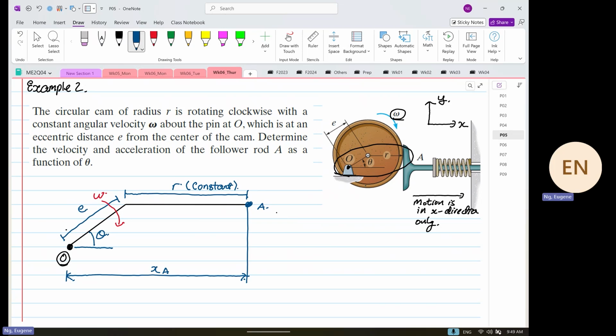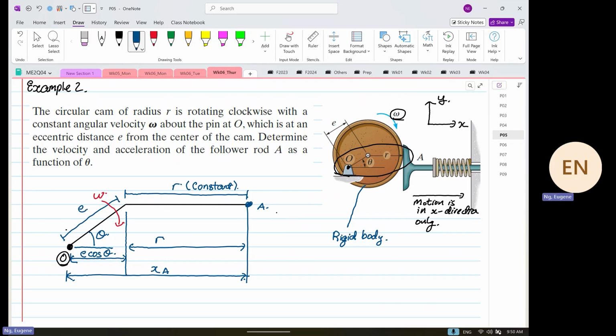Right? We know that the wheel is a what? It's a rigid body. Okay, we are aware that the wheel is a rigid body. So from here, to find XA, we know that this is R. The next distance we have to take note of is this distance over here, and this happens to be E cos theta.